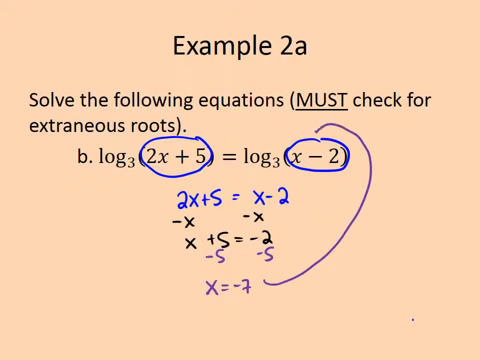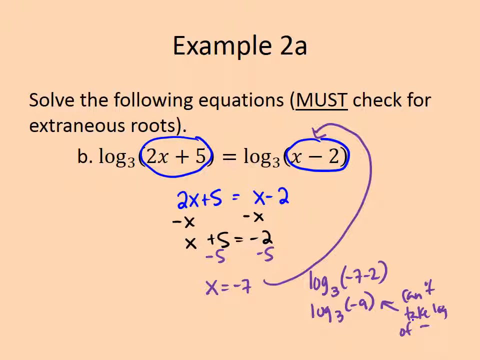If we plug it into the right side, which is the slightly easier side, we can quickly see that we get log base 3 of negative 7 minus 2, which is log base 3 of negative 9. You can't take the log of a negative number, which means our solution, negative 7, does not work. So it's an extraneous solution, so we have no solution.